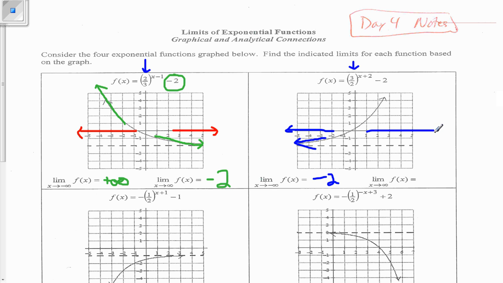In this case, as I approach positive infinity, the exponential function is going to continue to grow and grow and grow.